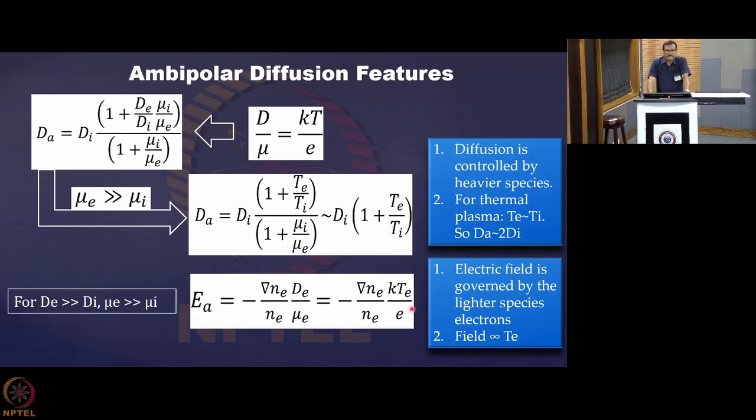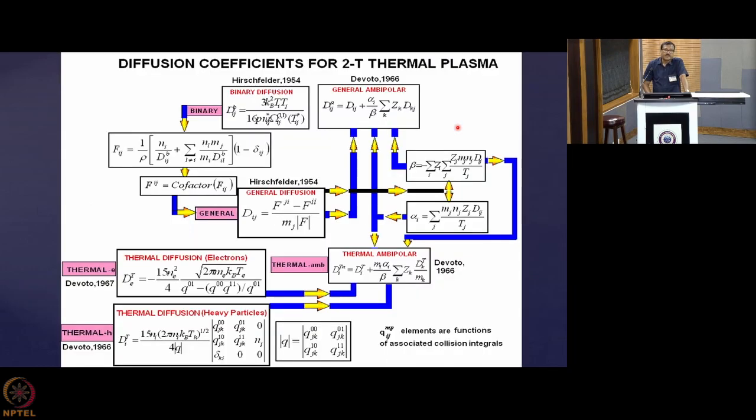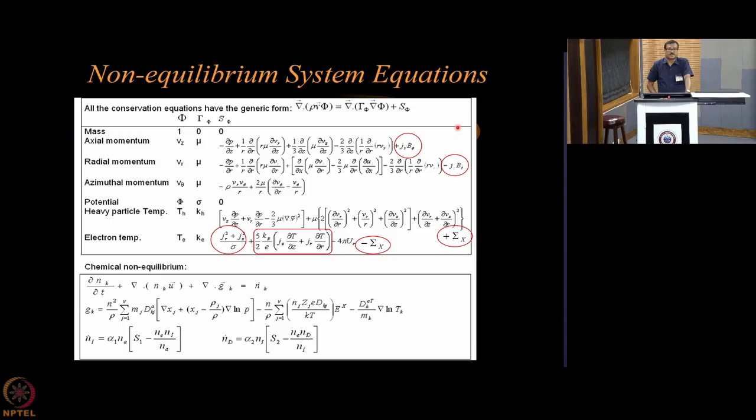Now, the electric field. When you are considering the ambipolar electric field, you are seeing here that it is decided by grad(n_e)/n_e and kTe/e. So everything here is in terms of the electron properties. The electric field governed by the ambipolar diffusion process is controlled by the lighter species. So there are two things. One is the diffusion itself, which is controlled by the heavier species, but the electric field that is generated in this process is governed by the lighter species, that is electrons. So these are the take home messages as far as ambipolar diffusion is concerned. Then these are the different diffusion coefficients, as I have already told you.